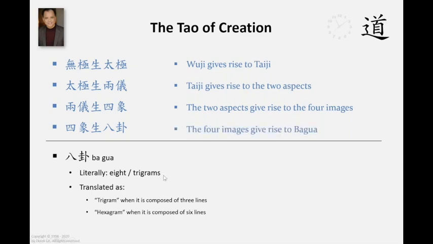So then the 4 images give rise to Bagua. And here's what Bagua looks like. Looks like the octagonal shape, 8 sides, each one with a different combination of unbroken lines and lines broken in the middle. That's Bagua. So there are 8 of them, which is why it's the 8 trigrams.